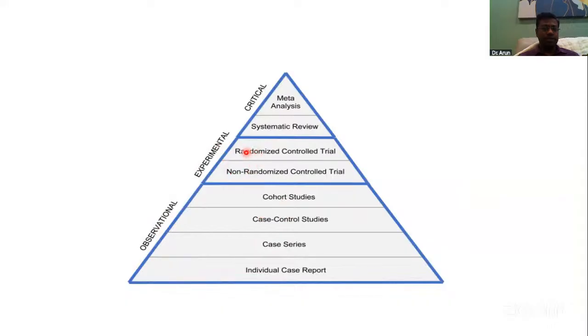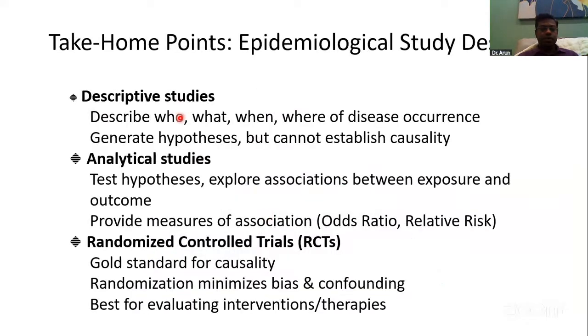If randomization happens, that's considered a randomized control trial. If randomization does not happen, that is considered a non-randomized control trial. So obviously, a randomized control trial is superior to non-randomized control trials. After that come meta-analysis and systematic review in this pyramid. Descriptive designs describe the who, what, when, and where of disease occurrence, and can generate hypotheses but cannot establish causality. In analytical studies, you can test hypotheses and explore association between exposure and outcome. It provides measures of association.